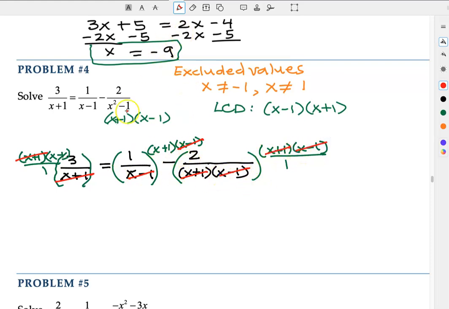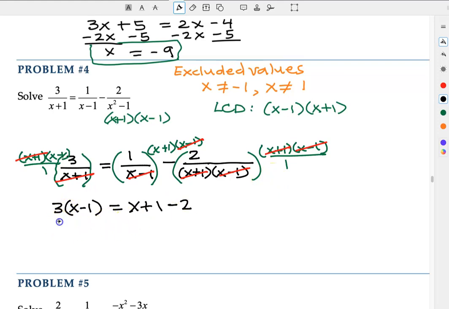So what am I left with when I do this? On this part, I have 3 times x minus 1 equals, I got 1 times x plus 1. Well, 1 times anything is just going to be the same thing, so I'm just going to write that as x plus 1. And then there was nothing to multiply by that negative 2, so I'll just put minus 2 there. Everything divided out, so that made it nice.